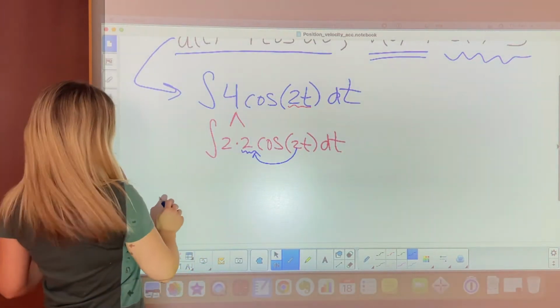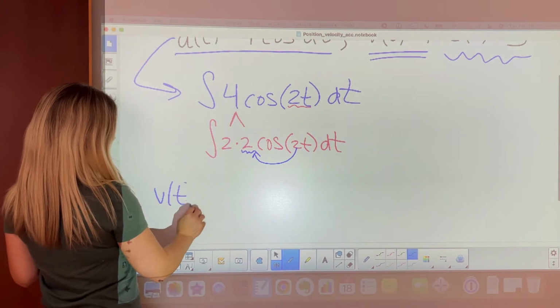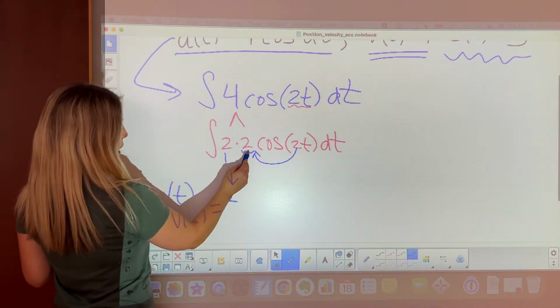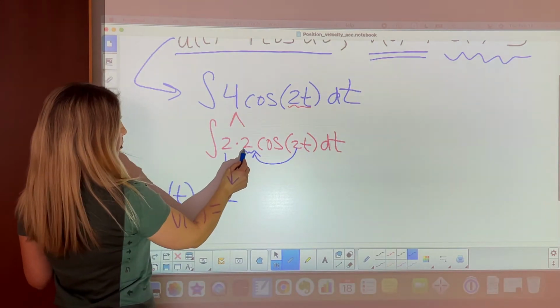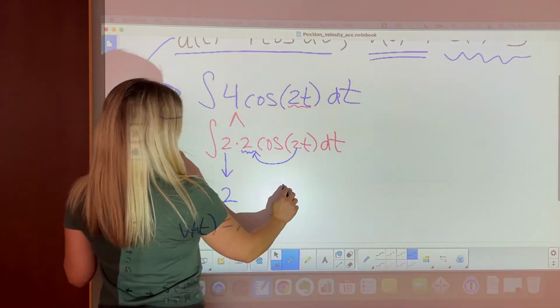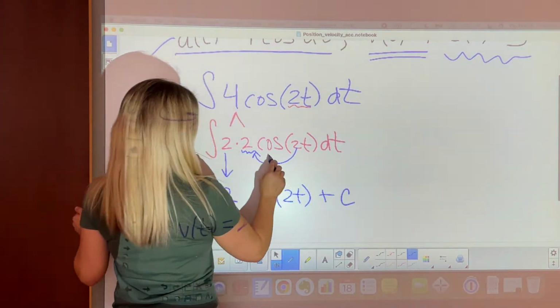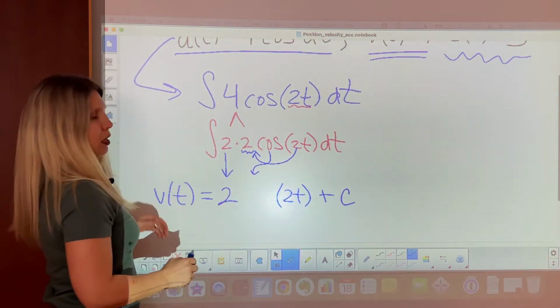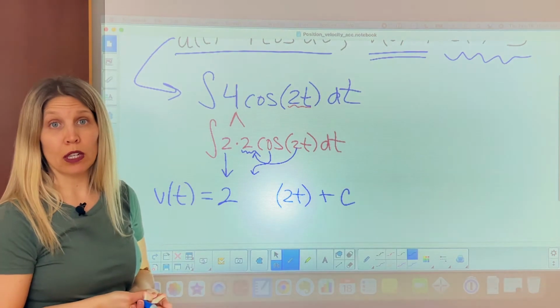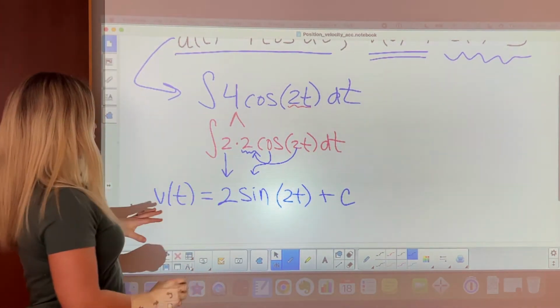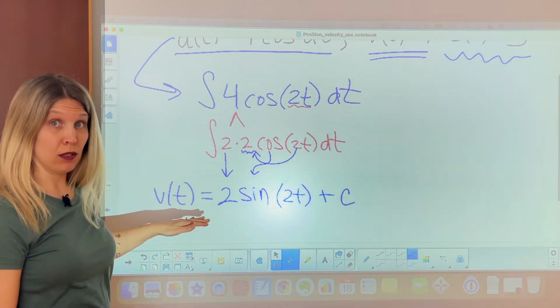So when we go to integrate, this is going to become our velocity equation. This 2 comes down, it stays. This 2, derivative of the inside piece, does not show up. You leave your inside piece, and you integrate your outside piece. Again, what did you take the derivative of to get cosine? Sine. So here is our velocity equation.